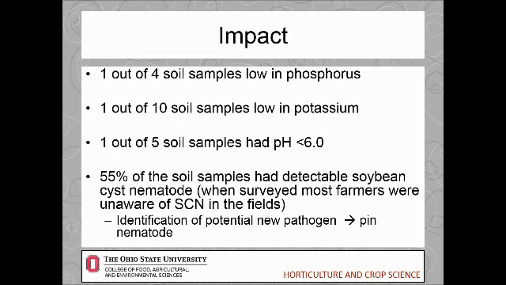And 55% of the soil samples had detectable soybean cyst nematode. And when surveyed, most farmers were unaware of the soybean cyst nematode in the fields. And one thing another graduate student is also working on is identification of the potential new pathogen, the pin nematode. We're not sure if this is pathogenic to soybeans or not, but that's something we're working on.